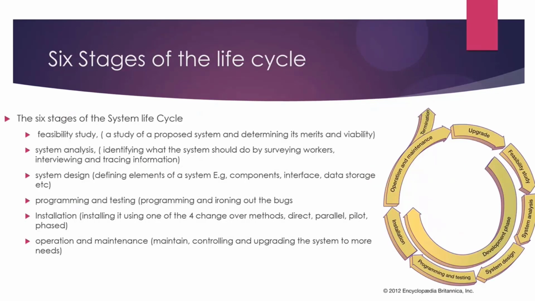So there's 6 stages of the lifecycle. So the first stage is the feasibility study. So it's a study of a new system and determining if it's actually positive or negative. And then the next one is system analysis. So it's their job to identify what the system should do by using like survey techniques. So they survey and interview workers and also trace information.